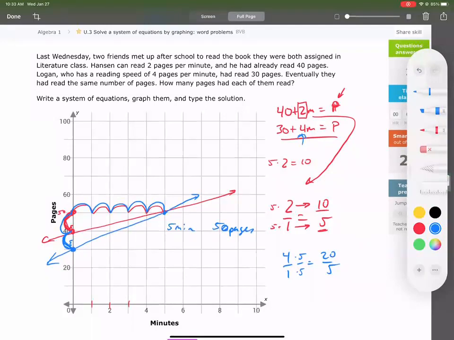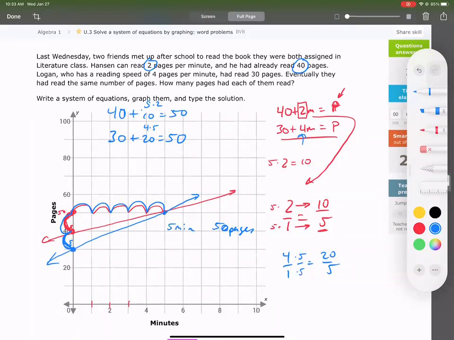Let's see if that makes sense. If the first kid reads 2 pages per minute and he already read 40 pages, and then he reads another 5 minutes, 5 times 2 is 10. He read a total of 50 pages. Let's look at the second child. He already read 30 pages, but he reads faster. He reads 4 pages per minute. And 4 times 5 means he read 20 pages also. That means he has a total of 50 pages read. So these kids both read 50 pages.